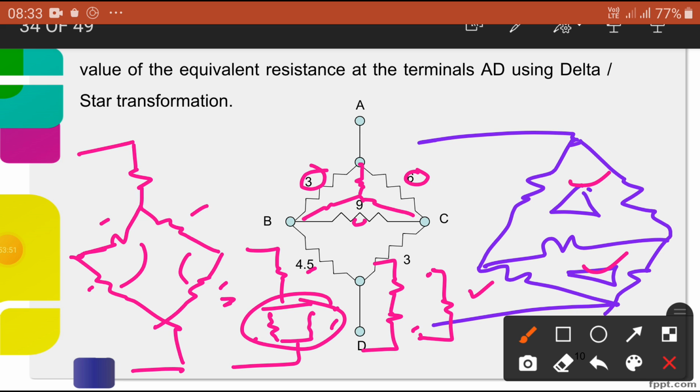Okay, so what is it asking? The value of the equivalent resistance between A and D. Where is the A? This is A, this is D. That means this is A, this is D. We got it.